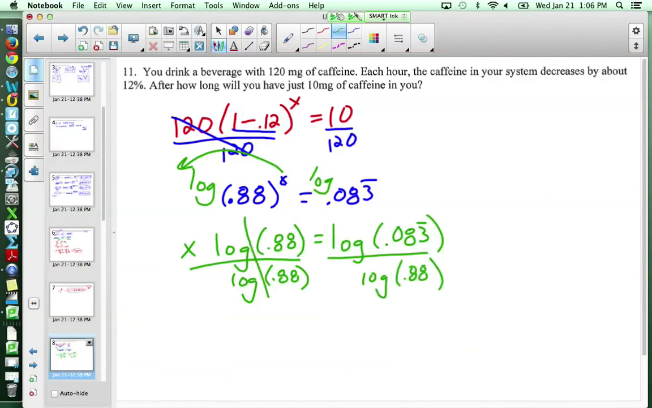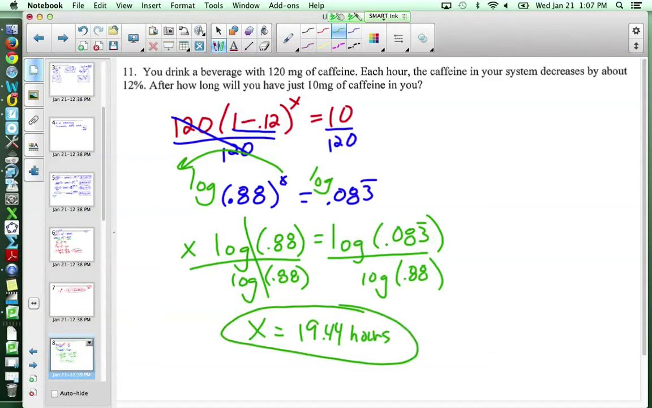Those logs cancel out on the left. Simplifying the log of 0.083 divided by the log of 0.88, we get x equals 19.44 hours. So, just shy of 20 hours for the caffeine to just get down to that 10 milligram level.